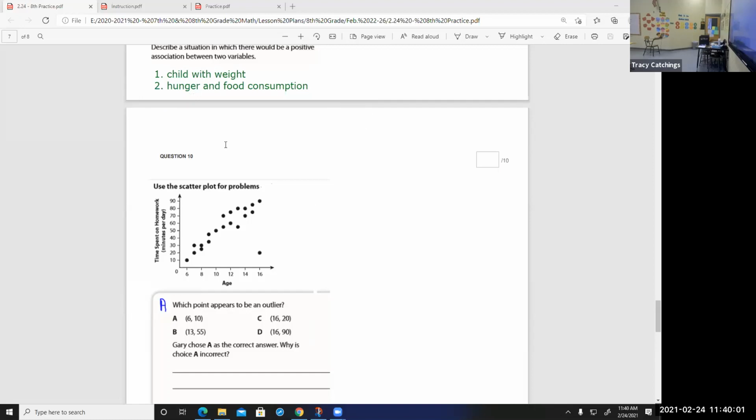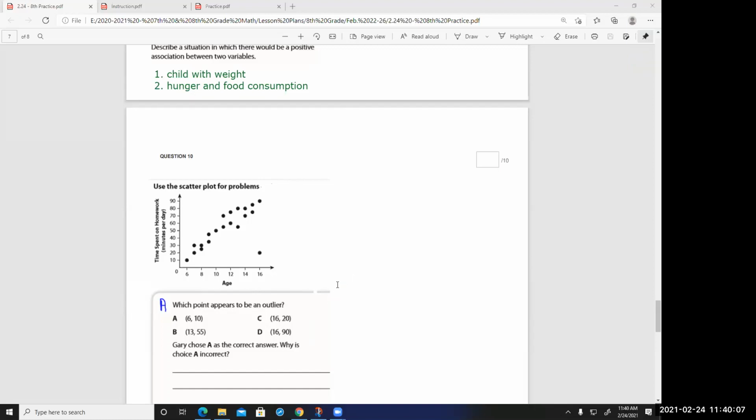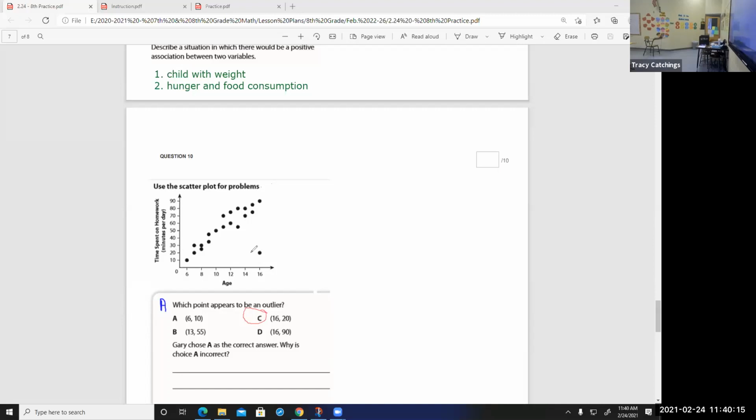All right, number 10 said use the scatter plot for this problem. It asks which point appears to be an outlier. C. 16 and 20. It's about 20, it looks like. See? All right, they said Gary chose A. And C, he chose that one.